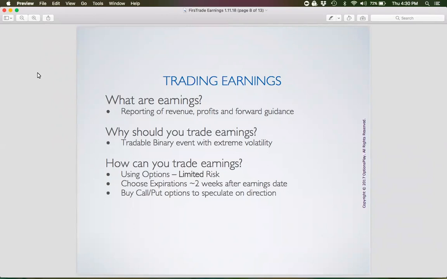So that's something to keep in mind. When you're picking expirations, you generally want to pick at least 2 to 3 weeks out after the earnings date. And I'll go through some examples in a few minutes, picking different expiration dates and seeing what the differences are.